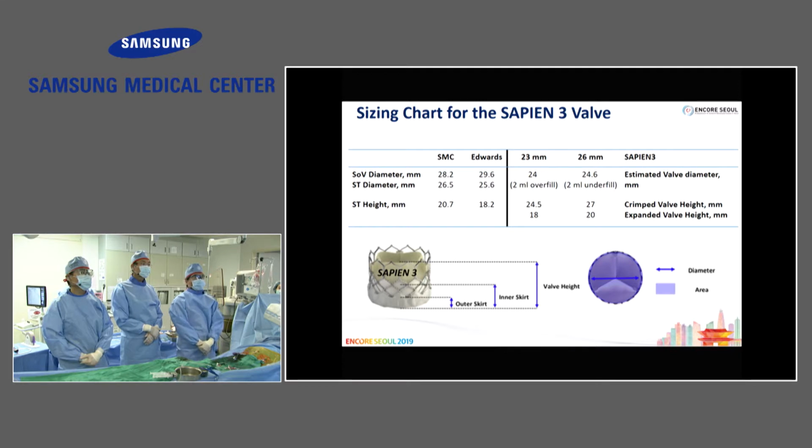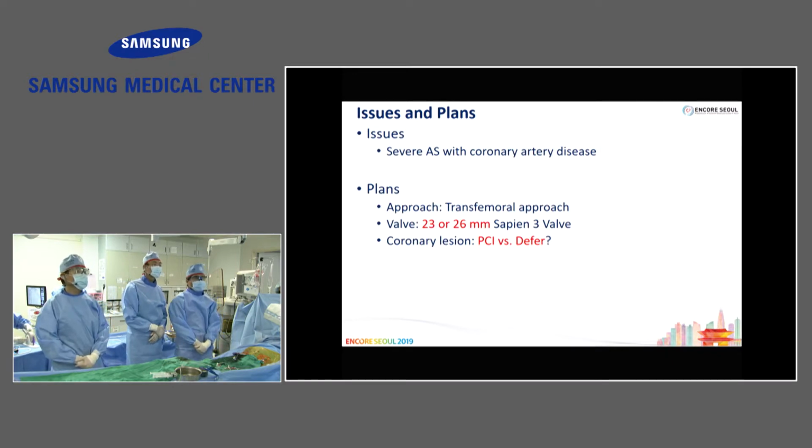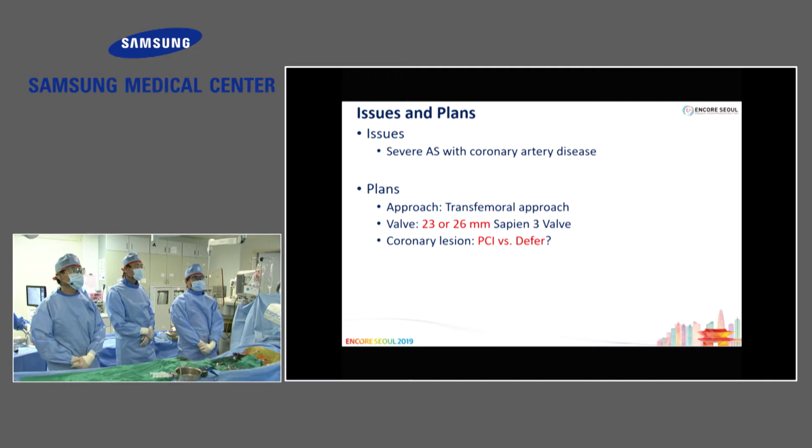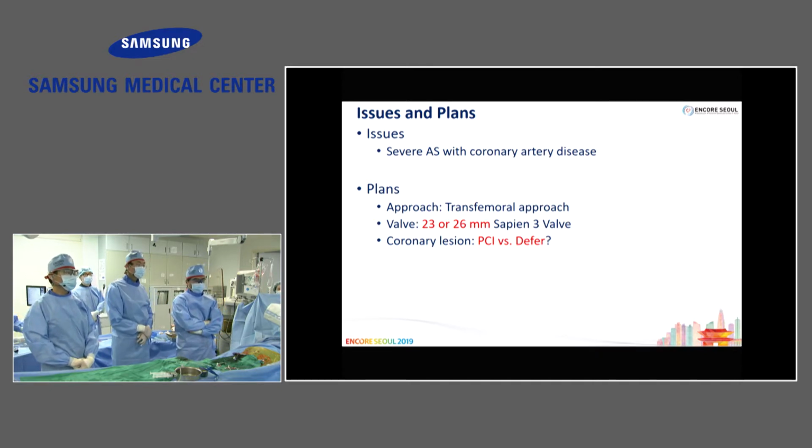So sinus diameter is 29, STJ diameter 26, and STJ height 18, slightly lower. Okay, next. So our issue is a severe aortic stenosis patient with coronary artery disease, and we plan a Sapiens valve, with size discussed between the 23 and 26 millimeter valve. And how about treating the critical coronary lesion? PCI will be deferred. Any other comment on the treatment strategy for this patient?